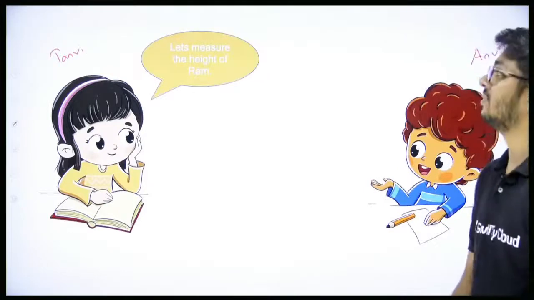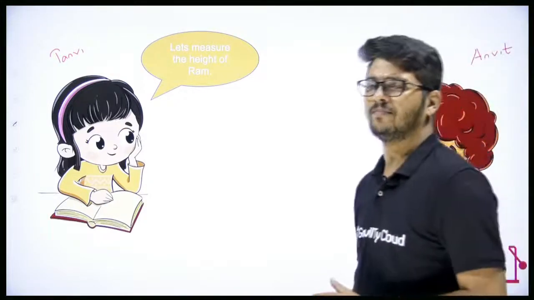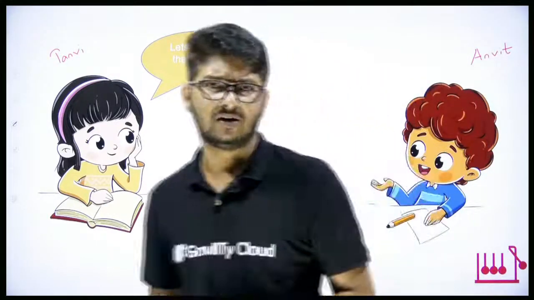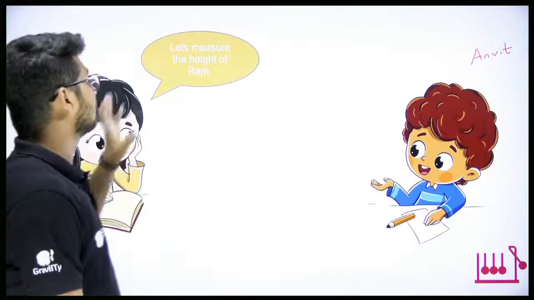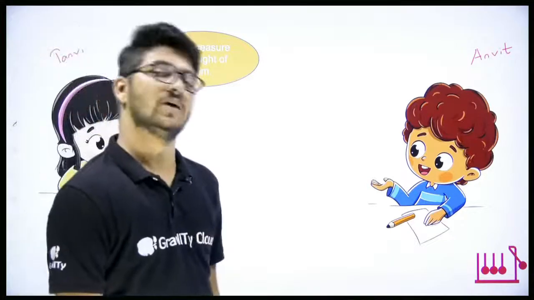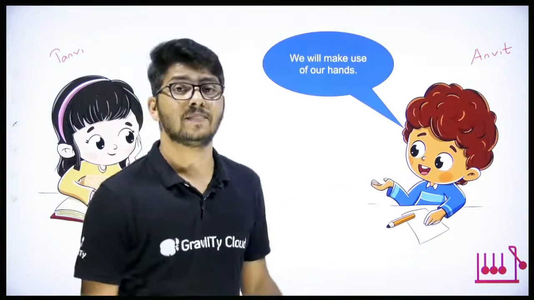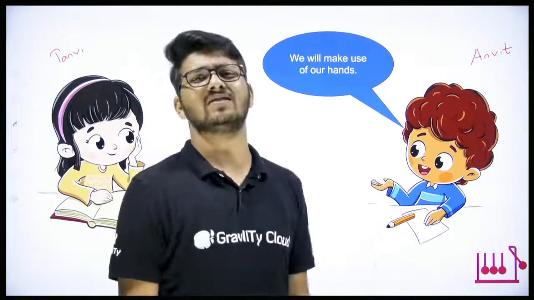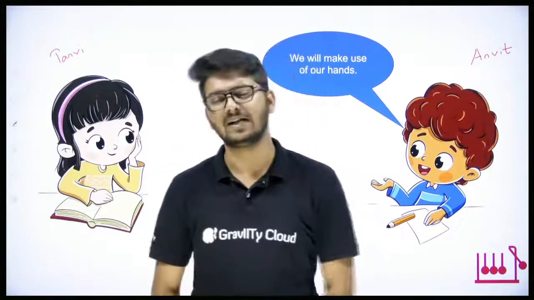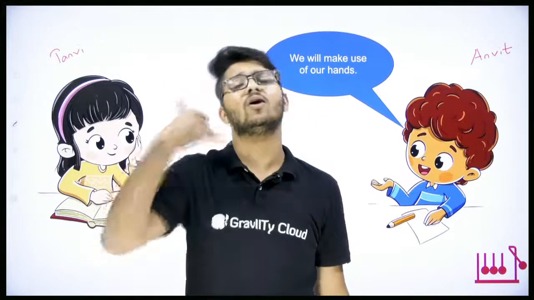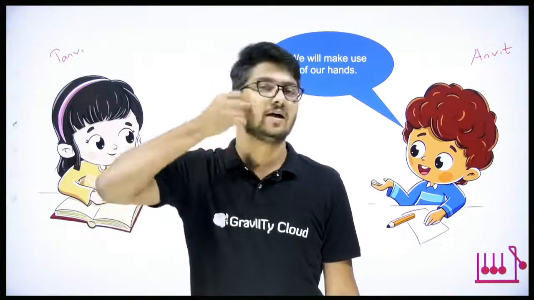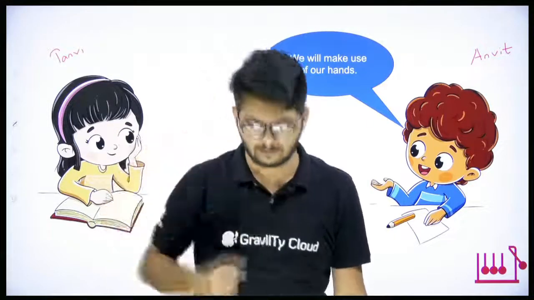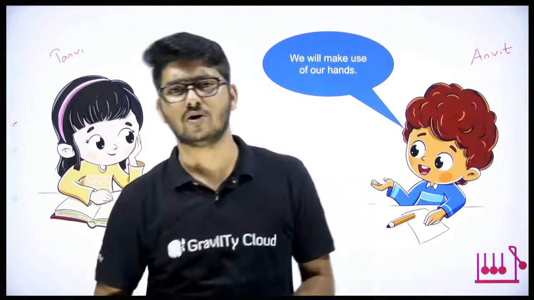Tanvi says, let's measure the height of Ram. Ram is a mutual friend of Tanvi as well as Anvit. Tanvi says, let's measure the height of Ram. Now what does Anvit say? We'll make use of our hands. They don't have a scale, they don't have a measuring tape, anything else. So they'll make use of hand span. It's like this. I'm measuring it like this. Both of them will do.